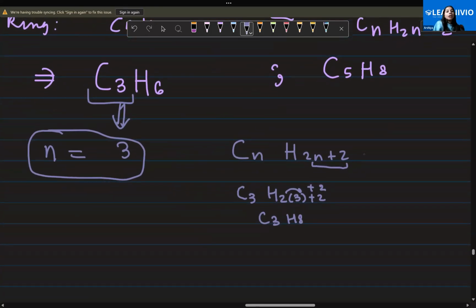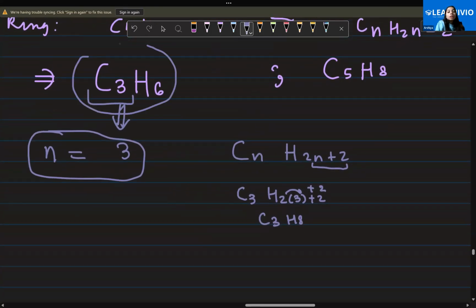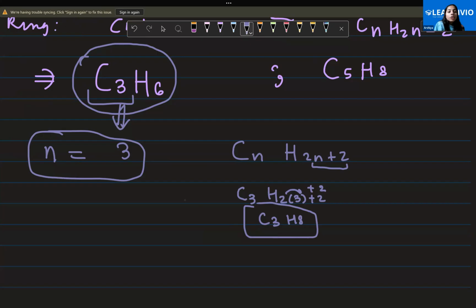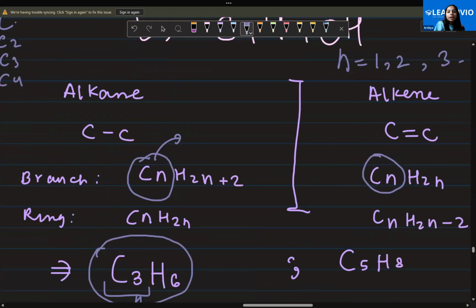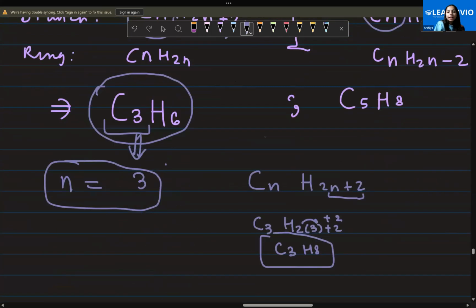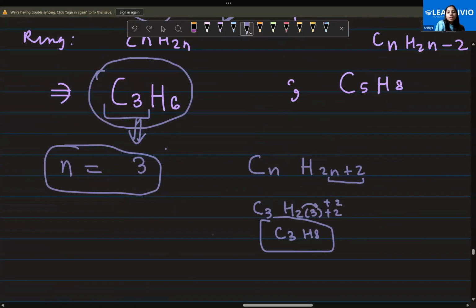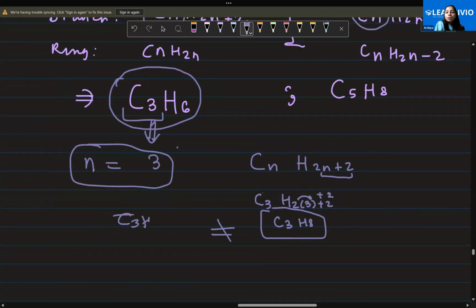Okay. C3H8. But the formula they gave us was C3H6, and our final answer is C3H8, right? And the formula we used was from alkanes. So this proves that when it's not equal to C3H6, this is not an alkane. Yes, ma'am. This is not an alkane because the formula is not fitting.